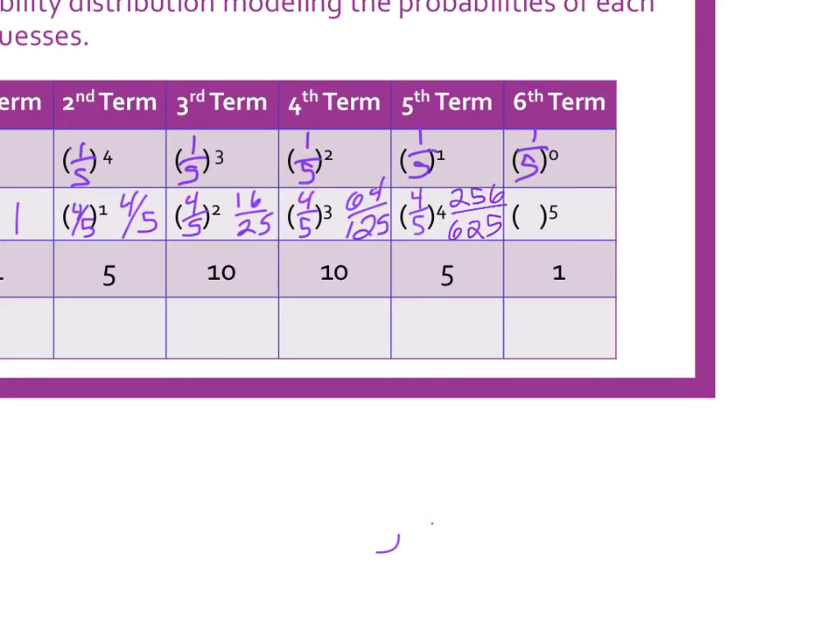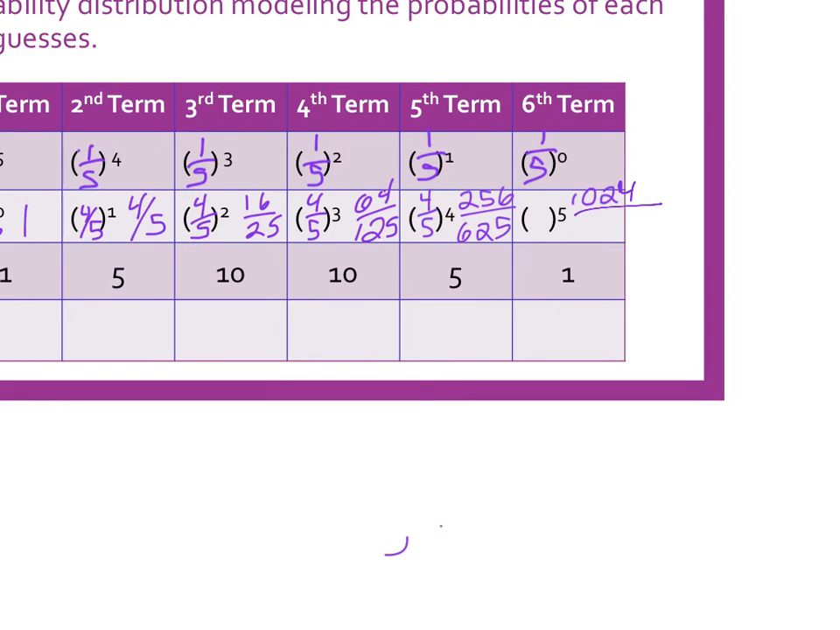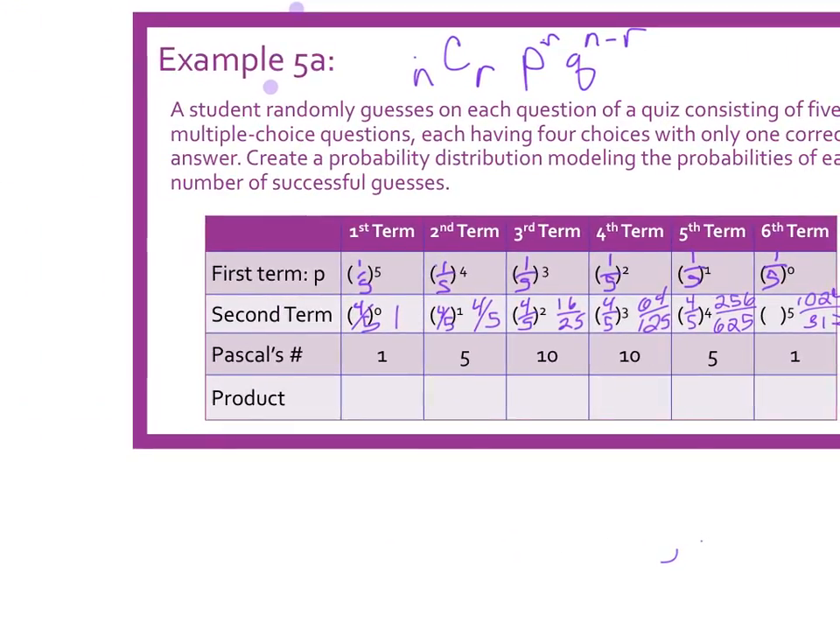4 to the... what the heck? Okay, 256 times 4 is 1024. Oops, not 1025, 1024 over 5 to the 5th, which is 3125. Wow, okay.